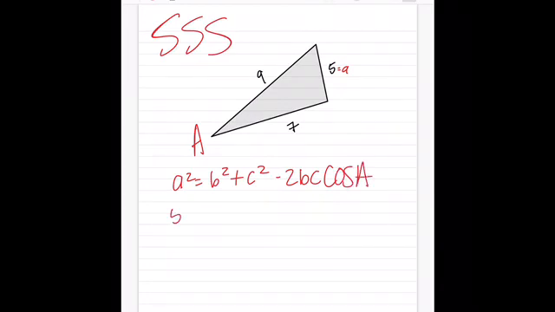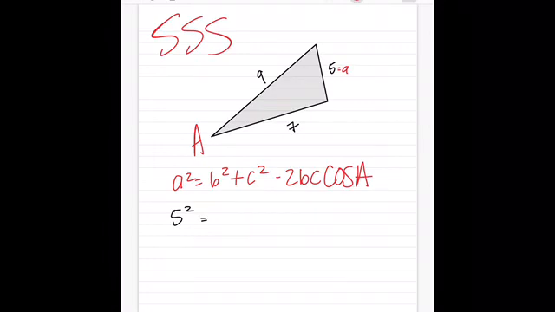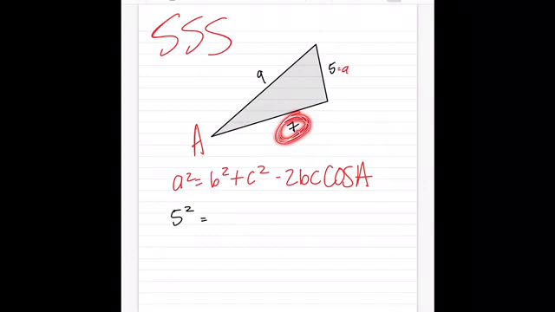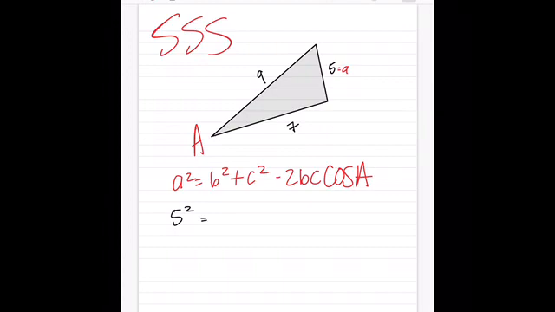So A squared is going to be 5 squared, equal to B squared, which, normally we try to stay away from the hypotenuse being B. So let's just say that this is B. It really doesn't matter. You could do 7 squared plus 9 squared, or 9 squared plus 7 squared. As long as this matches this, it doesn't matter. So let's do 7 squared plus 9 squared minus 2 times 7 times 9 cosine of A.